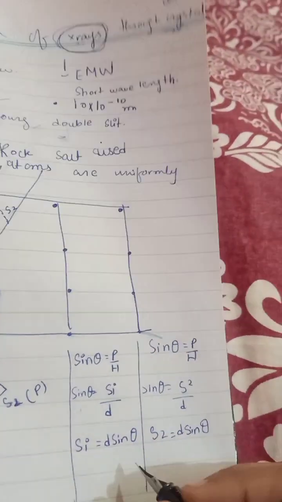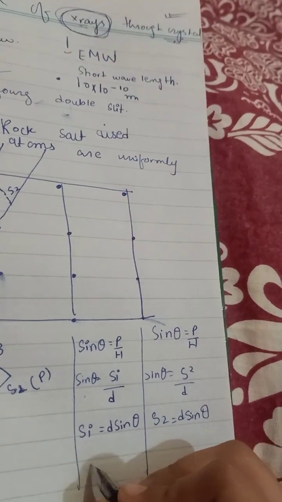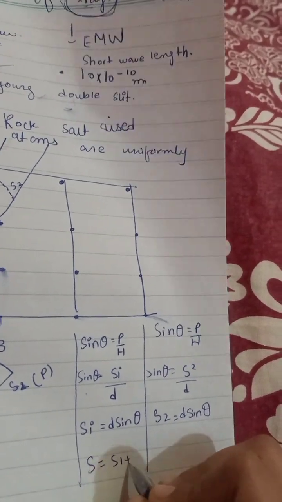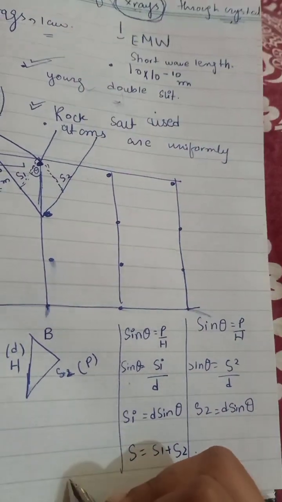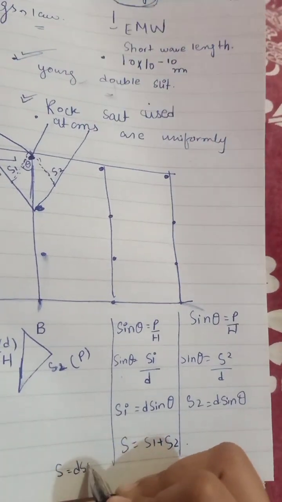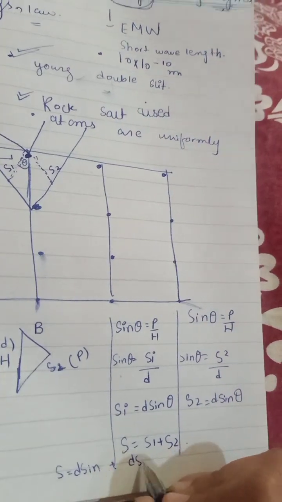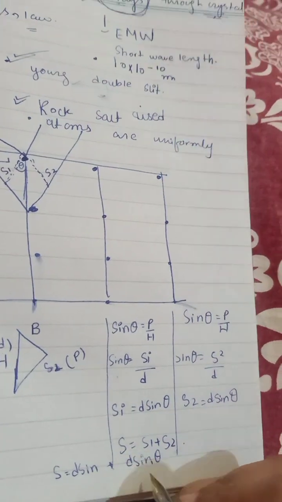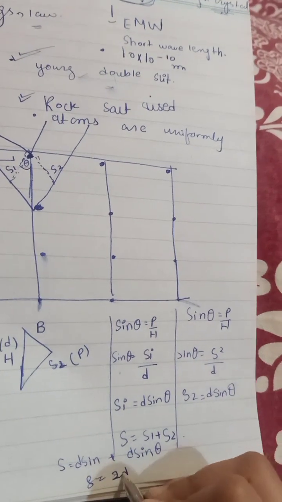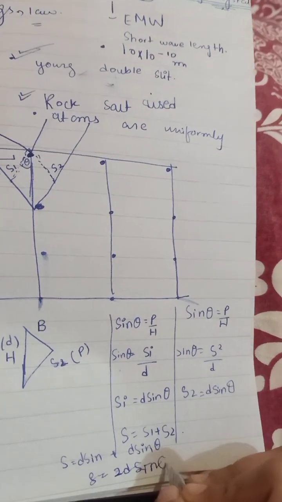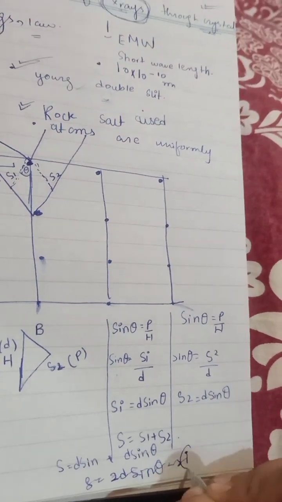We want the total path difference, so we can write S is equal to S1 plus S2. We are adding both, like S is equal to d sine theta plus d sine theta, and the answer will be S is equal to 2d sine theta. This is equation number 1.